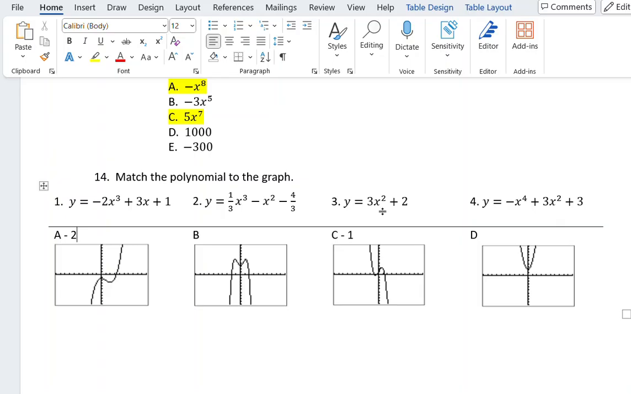Number 3 has an even degree and a positive leading coefficient. So that means that the graph is going to be pointing in the same direction, and since it's positive, they're both going to be pointing upward. So that would match with graph D. And finally, number 4 has an even degree and a negative leading coefficient. So going to be pointing in the same direction, and because it's negative, they're both pointing downward. So that's going to match with graph B.